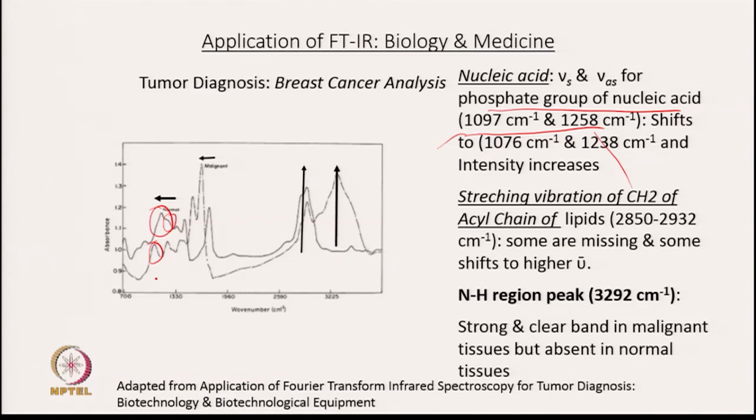The second one you can look at is the stretching vibration of CH2 of a side chain of lipids at 2850 and 2930 cm⁻¹, so this is 2850 and 2932 cm⁻¹. We are talking about this peak, and there is certainly an increase in intensity.